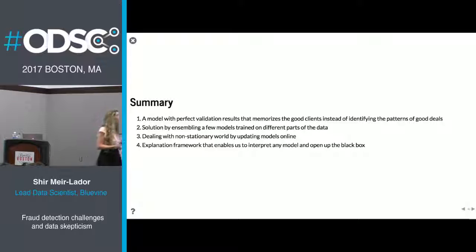So to summarize, in the beginning we saw a model with perfect validation results that actually memorizes the clients instead of understanding what is a good deal. We saw a solution for this problem by ensembling different models learned on decorrelated data sets with only one deal per client. Afterwards, we saw how we can deal with the fact that the world keeps on changing by continuing to update our models in production. And in the end, we saw a really nice explanation framework that can help us understand whether our model is learning the right things.